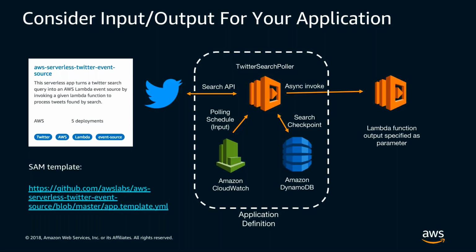It then does a check on the Amazon DynamoDB database, which checks to see whether it's seen any of the Twitter search API results before. If it's seen any of them, it drops them. And all of the results it hasn't seen, it then asynchronously invokes a Lambda function, which is specified as a parameter. And that's how the application works. So the input of that application is actually an Amazon CloudWatch event, and the output is a Lambda function.